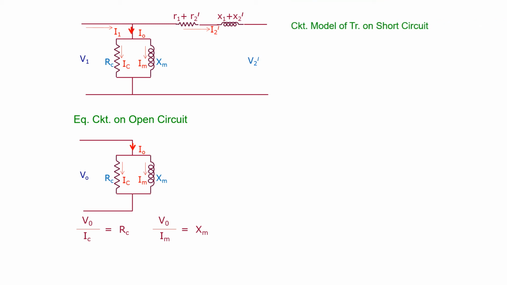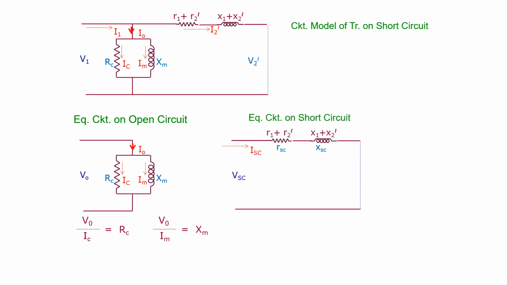Let us look into the circuit model of the transformer on short circuit conditions. The secondary terminals are short circuited. Neglecting the magnetizing branch current I0, the equivalent circuit now becomes like this on short circuit conditions. VSC by ISC, you get the impedance under short circuit conditions. The reactance under short circuit conditions can be obtained as root of ZSC square minus RSC square.